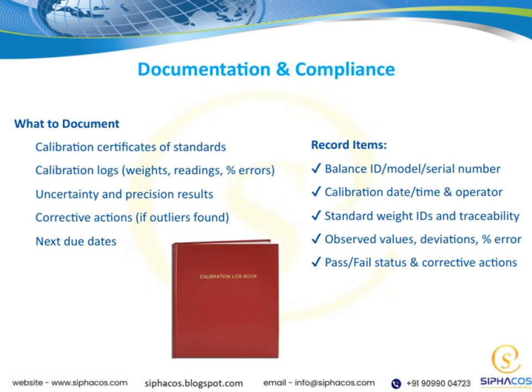First, calibration certificates for the standards used are essential. They serve as proof of the weight's validity. We also need to maintain calibration logs that include weights, readings, and percentage errors, providing a detailed history of calibrations. Uncertainty and precision results are critical to understand the reliability of measurements. If any outliers are identified, documented corrective actions are necessary to address those discrepancies. And of course, we must keep track of the next due date for calibration to ensure ongoing compliance and accuracy. This thorough documentation not only supports quality assurance, but also helps us meet regulatory requirements and maintain confidence in our measurements.